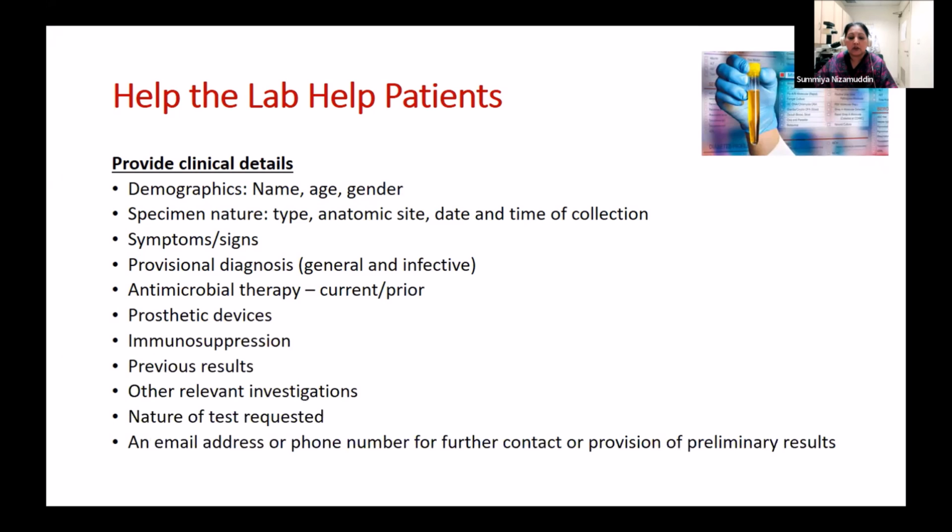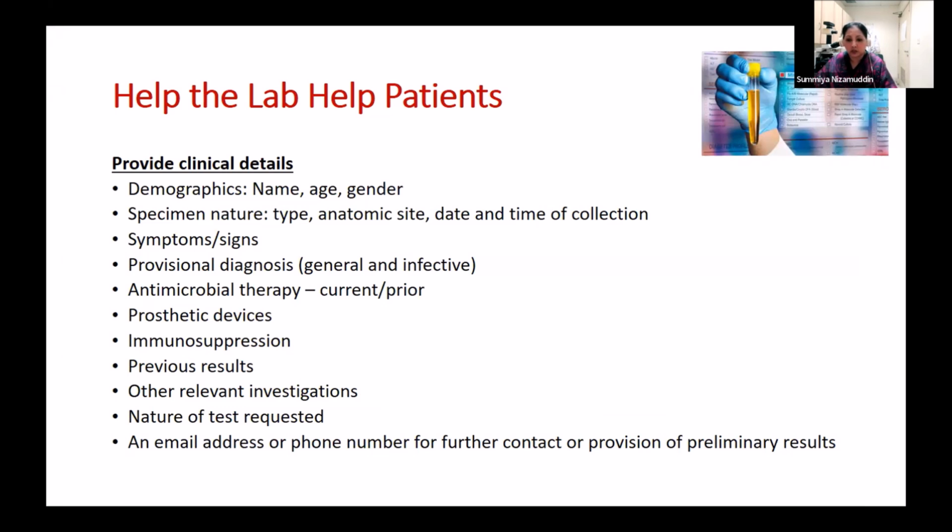Apart from that, it would be beneficial if the request slip also contains some information about, for example, whether the patient has any prosthetic devices. For example, in the case of endocarditis, does the patient have any valves in place? In case of prosthetic joint infections, we need to know whether there are any prostheses in place. Also whether the patient is immunocompromised in any way, whether any previous cultures were recently conducted on this patient from our institute or any other institute, any other relevant investigations that might come in handy, and of course the nature of the test that is requested. That is of utmost importance.